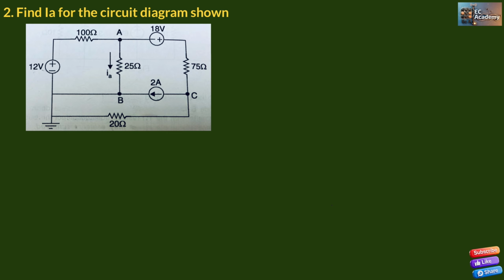Now let us consider the second problem. Here we need to find the current IA for the circuit shown in the figure.